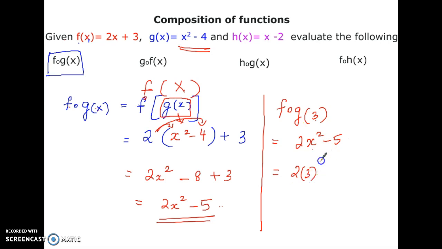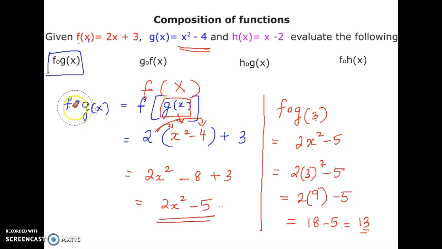2 times 3, the whole square, minus 5. So we get our answer as 2 times 3 squared, which is 9, minus 5. 9 times 2 is 18. Take away 5 is 13. So it can be done that way.